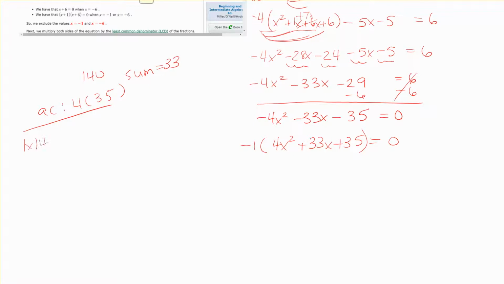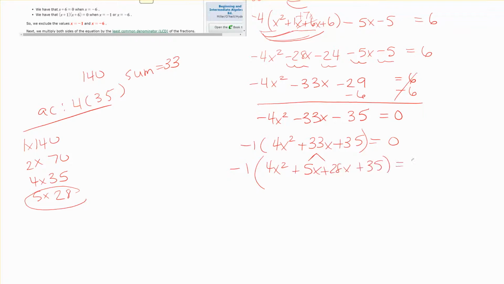So 1 times 140, 2 times 70, 140 divided by 3 doesn't work, 4 times 35, so if I add that I get 39. I'm getting a little bit closer. 5: 140 divided by 5 is 28, so if I add 28 and 5 together, I do get the 33 that I wanted. So this is going to be my combination that works. We go back to the problem, and we have 4x squared. We break apart the middle 33x, and we have plus 5x plus 28x plus 35 equals 0.